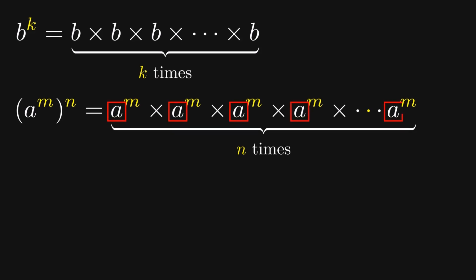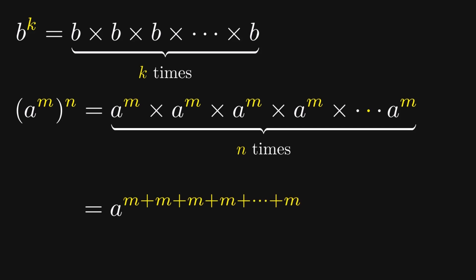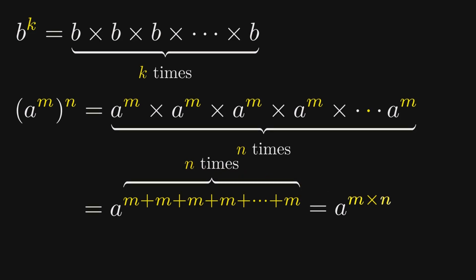Now notice that all these terms have the same base, which means we can apply the multiplication law, which involves adding the indices while keeping the base the same. But here's something interesting. Since a to the power of m appears n times, the exponent m is being added repeatedly n times. And we know that repeatedly adding a number n times is the same as multiplying it by n. That is why we can write this as a to the power of m multiplied by n, which is exactly what we wanted to show.